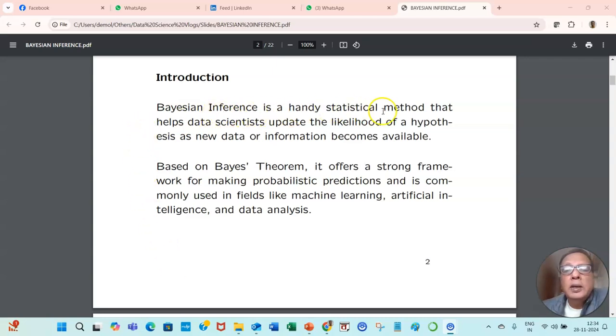Bayesian inference is a handy statistical method that helps data scientists update the likelihood of a hypothesis as new information becomes available. So given the data, what is the probability of something being true? What is the probability that null hypothesis is true? Based on Bayes' theorem, it offers a strong framework for making probabilistic predictions and is commonly used in fields like machine learning, artificial intelligence, and data analysis.